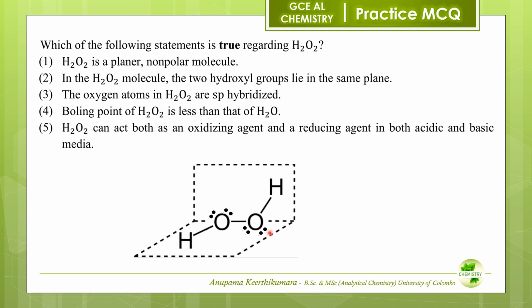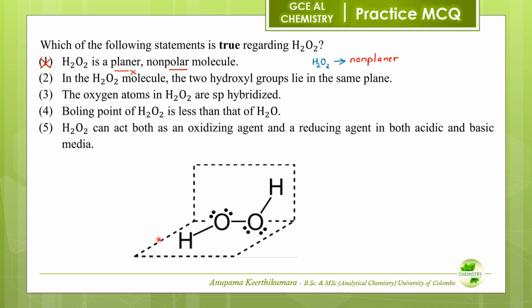The two OH groups of hydrogen peroxide do not lie in the same plane. It's like an open book structure. Therefore, hydrogen peroxide is not a planar molecule. Hydrogen peroxide is a non-planar molecule. Therefore, the first statement is not correct, but we will check the polarity of the hydrogen peroxide molecule.